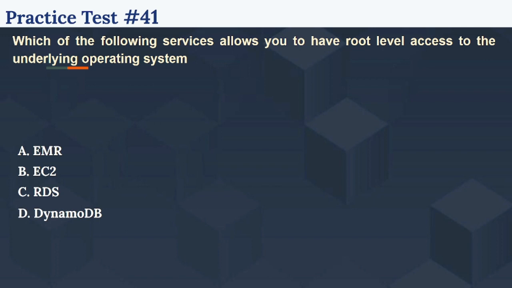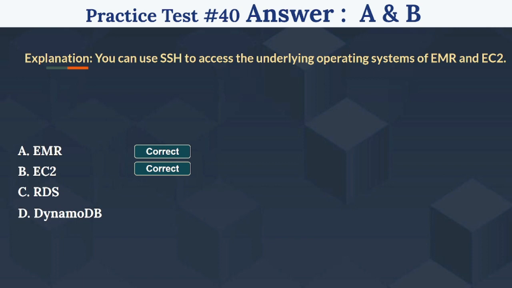5, 4, 3, 2, 1. So the right answer is A and B, EMR and EC2. You can use SSH to access the underlying operating systems of EMR and EC2. Let's move to the next question.